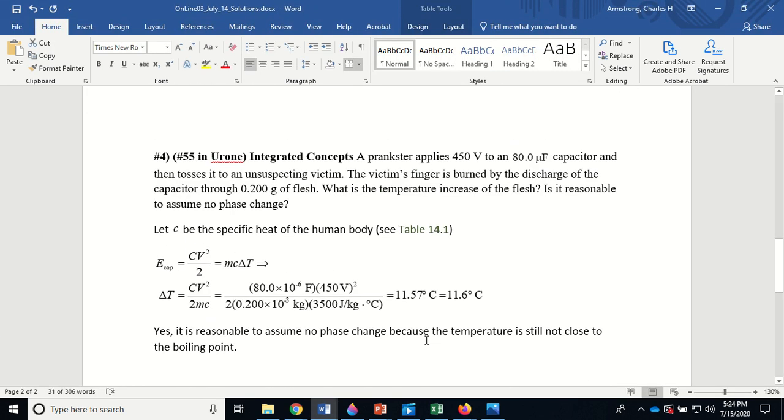A prankster applies 450 volts to an 80 microfarad capacitor. So we have the voltage, we have the capacitance, and then he tosses it to an unsuspecting victim. They use the word prankster. I'd like to put some other word in there, but this is a G-rated show, so I can't say what kind of word I want to put in there.